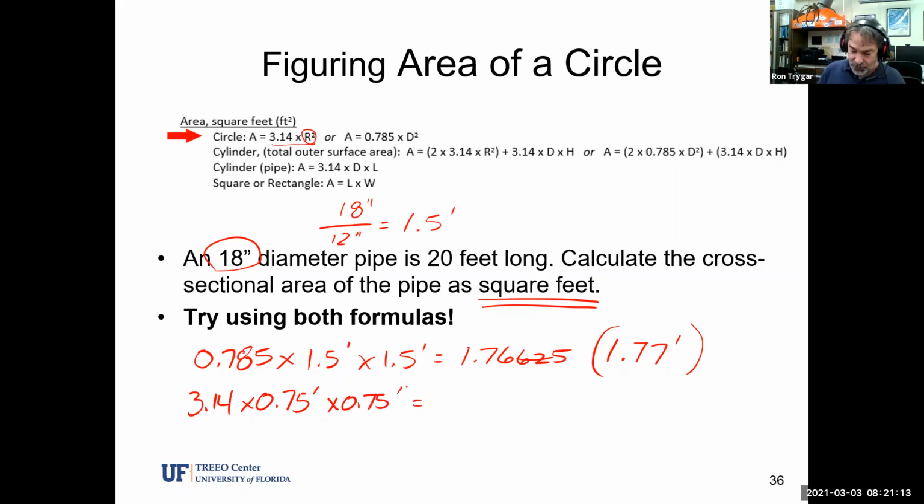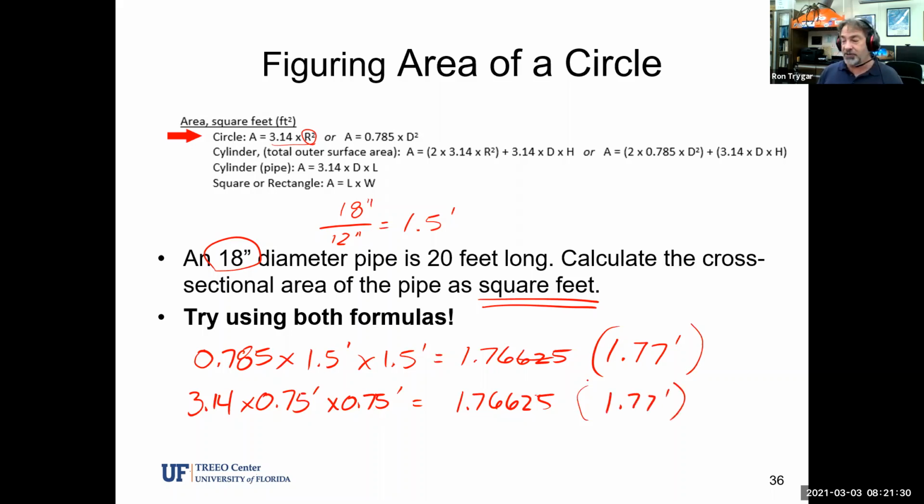So 3.14 times 0.75 times 0.75. And I've got, guess what? I got 1.76625. Or you can just say 1.77 square feet and we're good to go.